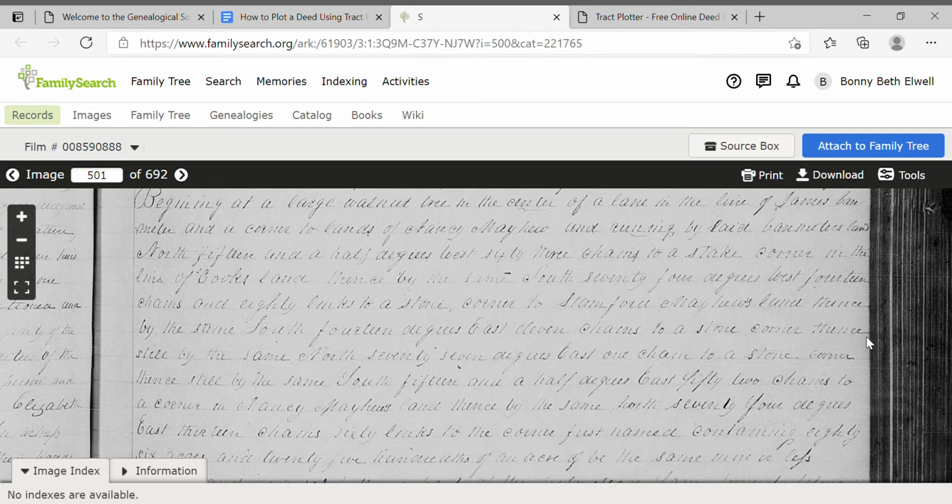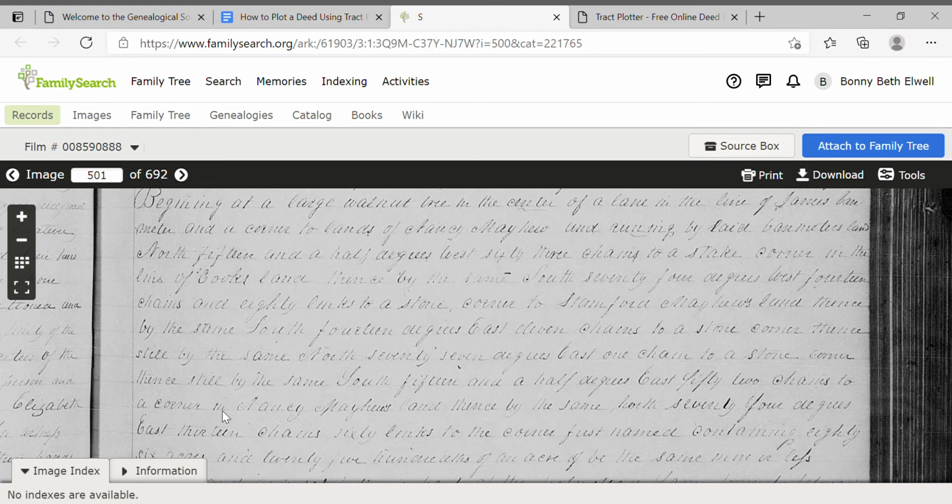Thence, okay, we're at our beginning. Still by the same, that tells us our neighboring properties. North, there's our direction, 75 degrees, there's our degrees. East, there's our bearing. One chain, there's our distance. To a stone corner, there's our ending point. Thence, beginning, still by the same, that tells us our neighboring properties. South, there's our direction, 15.5 degrees, there's our degrees. East, there's our bearing. 52 chains, there's our distance. To a corner, there's our ending point.